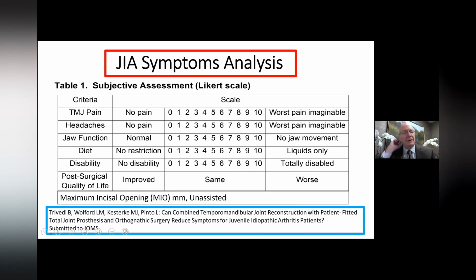And this is the primary variables that we looked at: TMJ pain, headaches, jaw function, diet, disability. And those factors were evaluated using the Likert scale of 0 to 10, where the lower number 0 means things are normal, no pain, good jaw function, no disability.